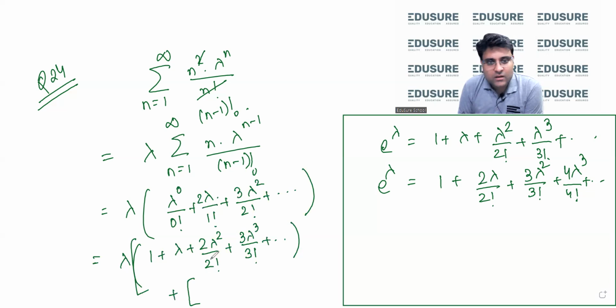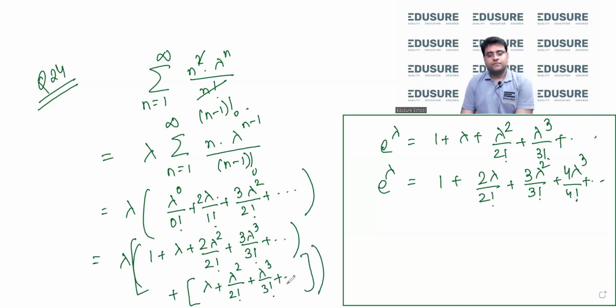Plus, so this was 2 lambda by 1 factorial, I wrote it as lambda, so I have one more lambda. 3 lambda square by 2 factorial, I wrote as 2 lambda square by 2 factorial, so I have another lambda square by 2 factorial here. 4 lambda cube, I'm writing it as 3 lambda cube, so plus lambda cube by 3 factorial. These are all additional. Okay, so this is what I can write.